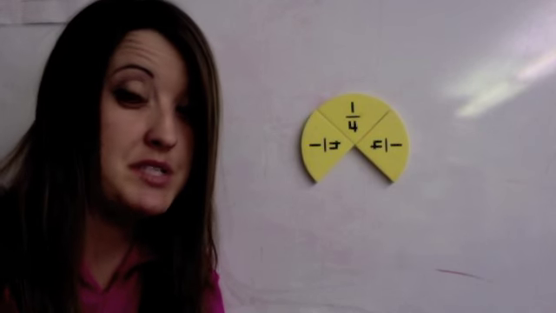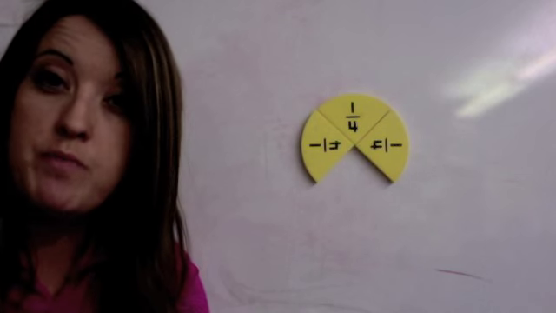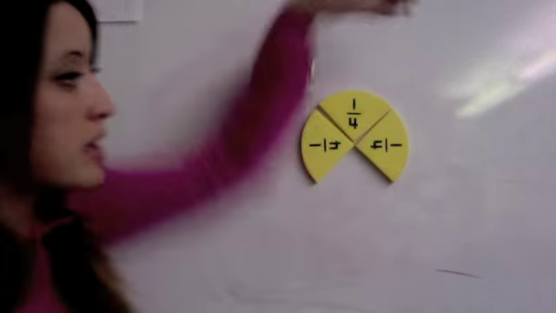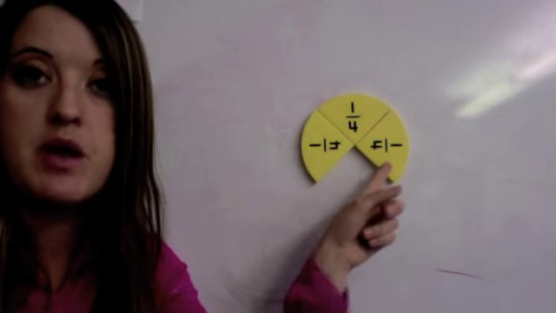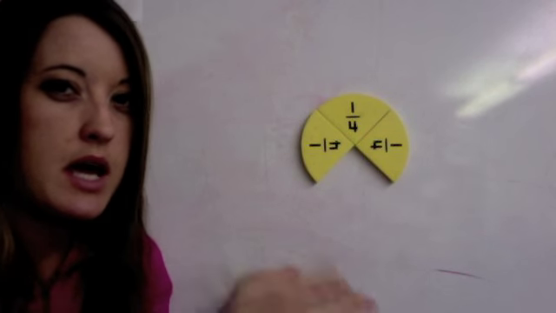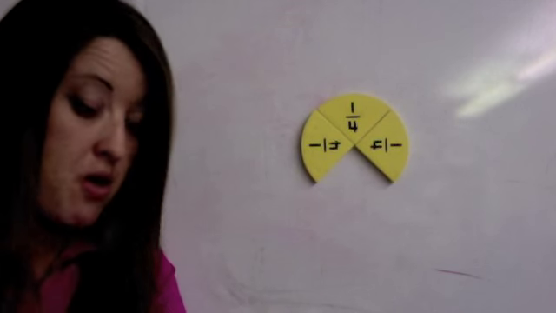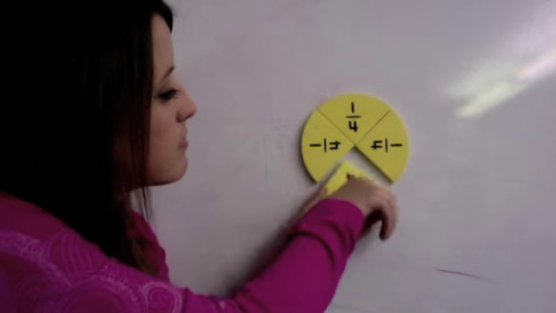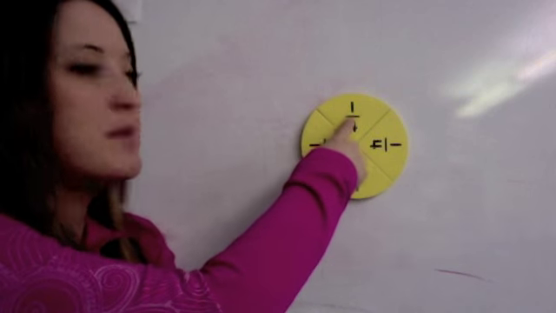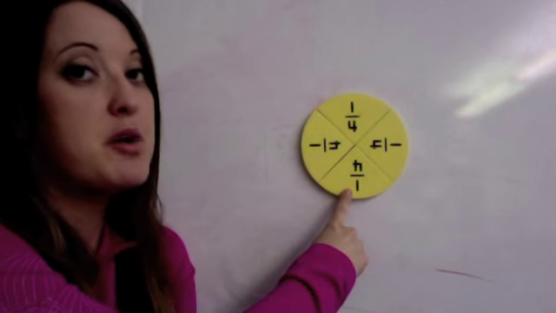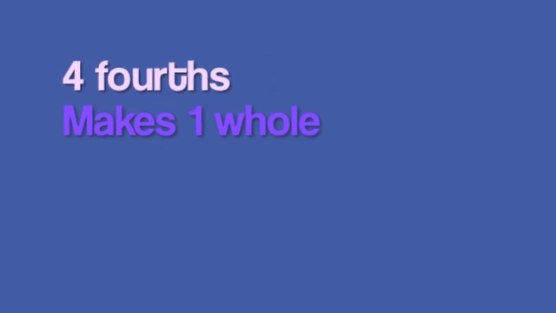Let's do one more example just to make sure we got it. Up here on my board, I have a part of a whole, and as you can see, we are working with fourths. So I have 1/4, 2/4, 3/4. What do I need in order to make this a whole? That's right, I need 1 more fourth. Watch me complete my whole. There we go, we did it. 1/4 plus 1/4 plus 1/4 plus 1 more fourth equals 1 whole. 4/4 makes 1 whole.